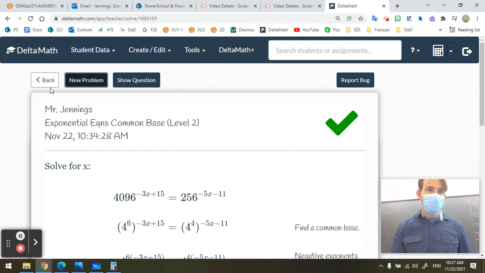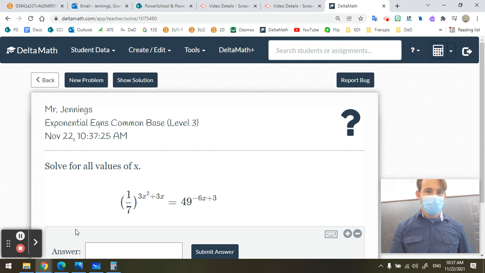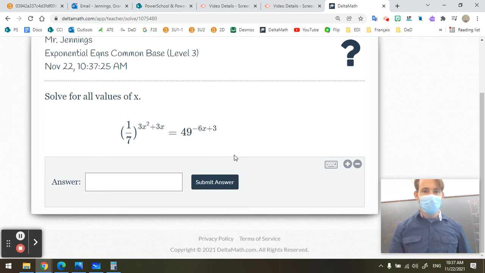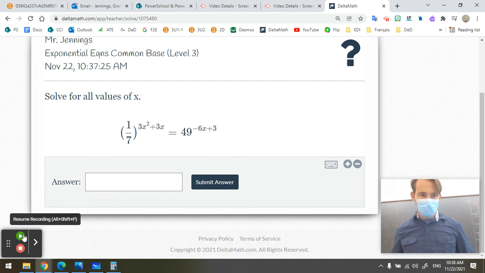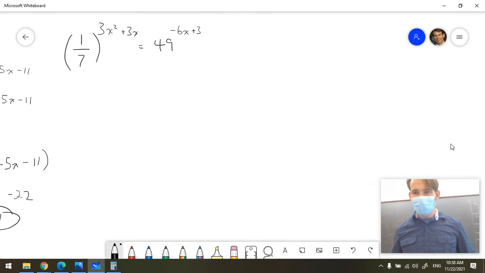Okay, so that's good. Now, the most challenging level that I've given you here. Try them out. These are fun. Okay, so first step is to write out the question. We've copied down the question accurately. Check it once for accuracy. Looks good. So now I've removed that potential source of error, and we want to express 49 and 1 over 7 as powers with a common base.